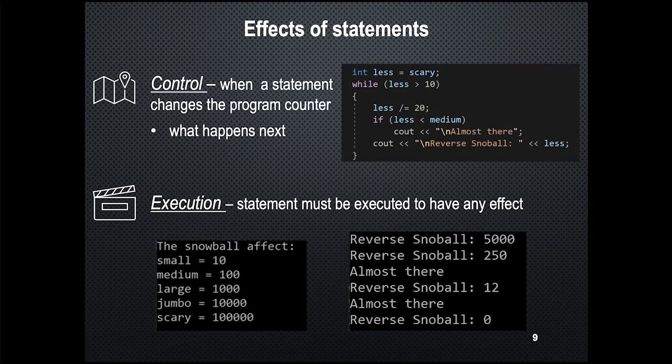To the right, we see an example of a while loop for my snowball effect program. This while loop reads the value of less and determines whether it is greater than 10. If the answer is yes or true, then the program counter goes to the very next statement. However, if the answer is no or false, then the next several statements are skipped. The same goes for an if statement or any conditional statements really.